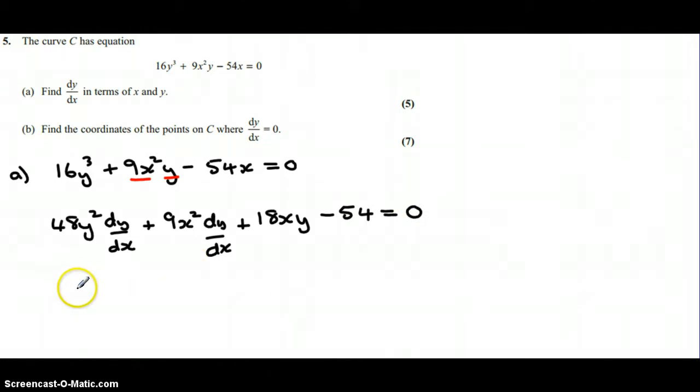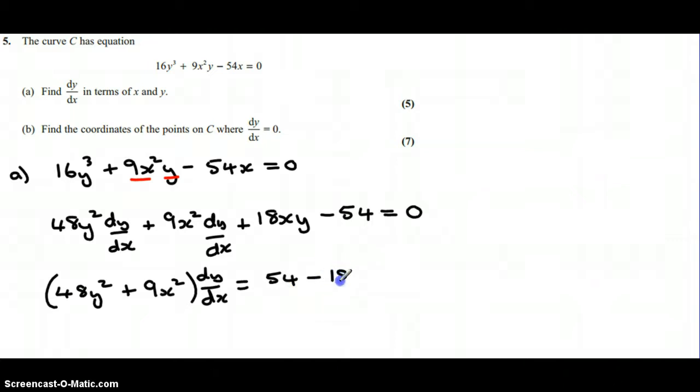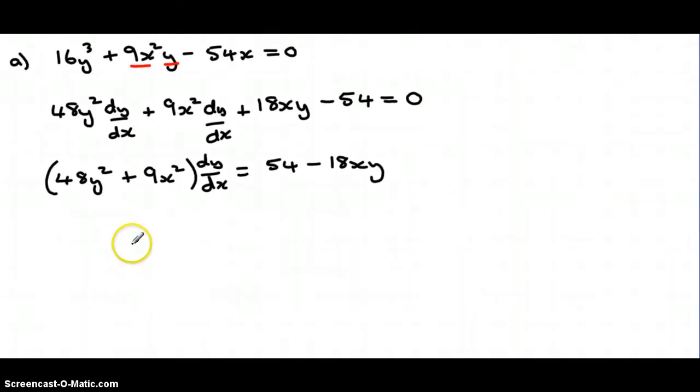What we'll then need to do is factorise any terms with a dy by dx. And I'm just going to move all the other terms onto the other side, so end up with 54 minus 18xy. The final part of part A is just to divide both sides by the 48y squared plus 9x squared, and that will give us the final answer for this part of the question.